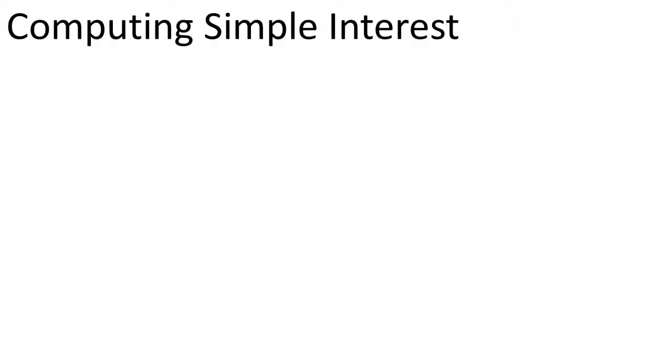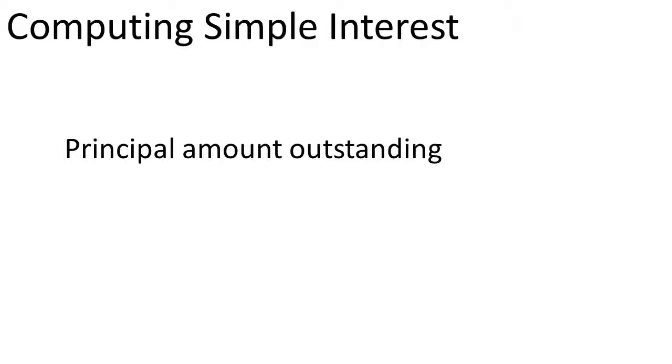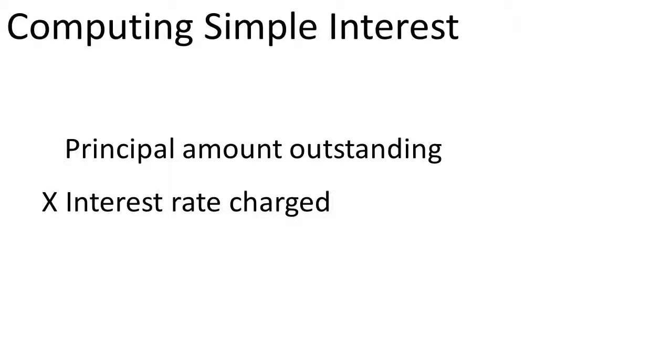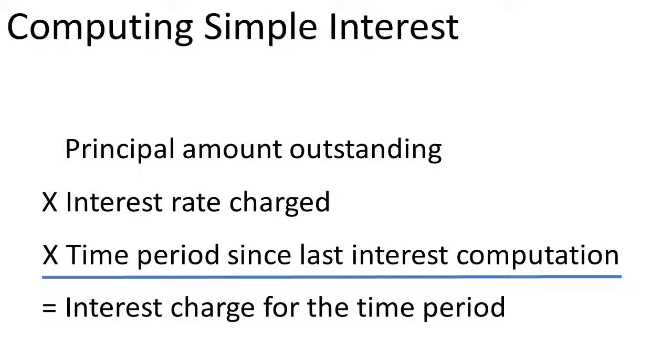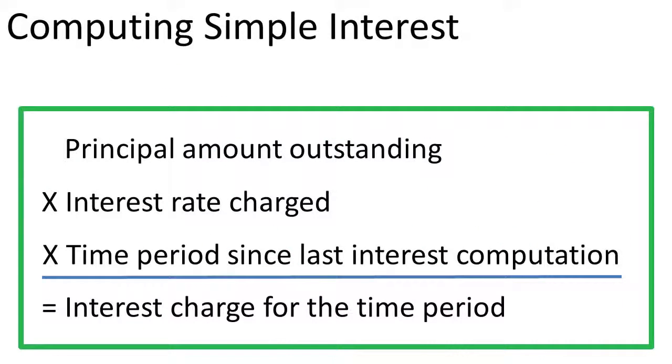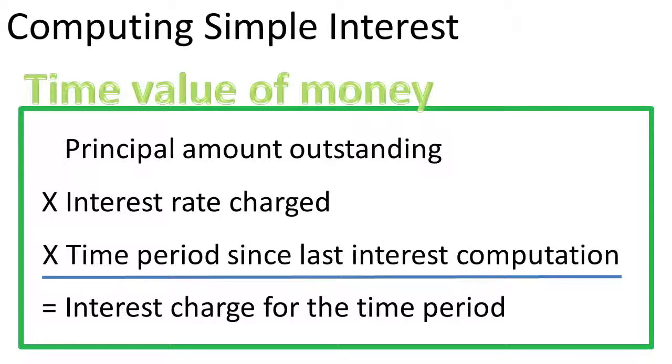In a later module, we will dig deeper into the computation of interest, but here's the basic formula for computing simple interest on a loan. You take the principal amount outstanding, multiply by the interest rate charged, which is usually quoted as an annual rate, multiply that by the time period since the last interest computation, and you will arrive at the interest charged for the period involved. The simple interest formula is one of the most basic formulas of finance and is foundational to the idea that money has a time value.